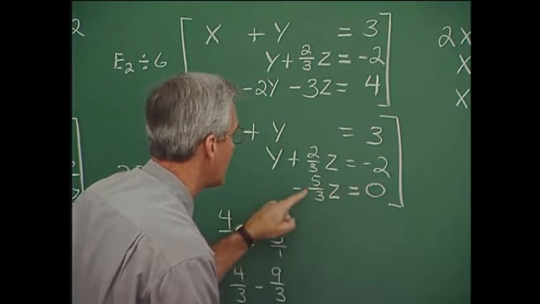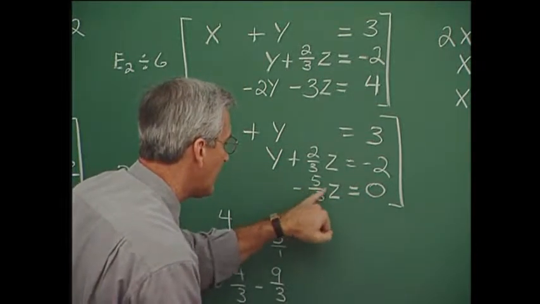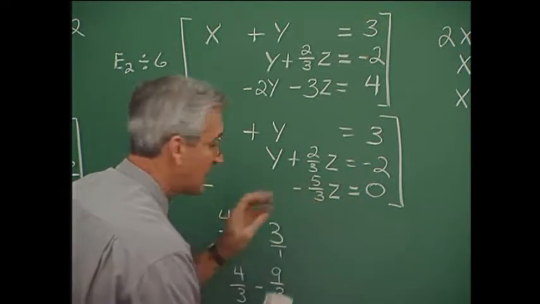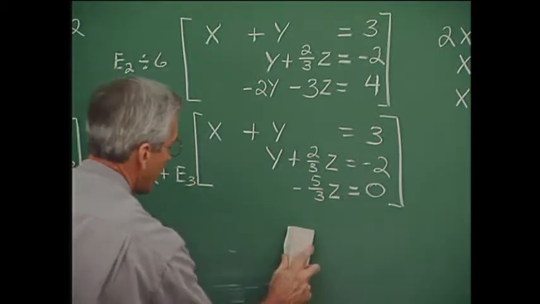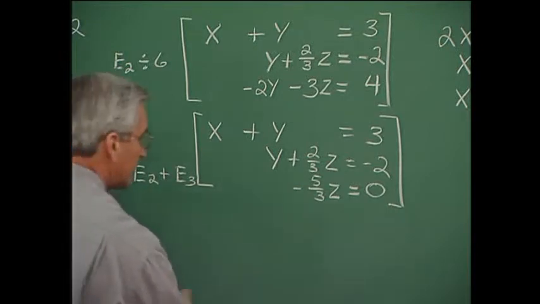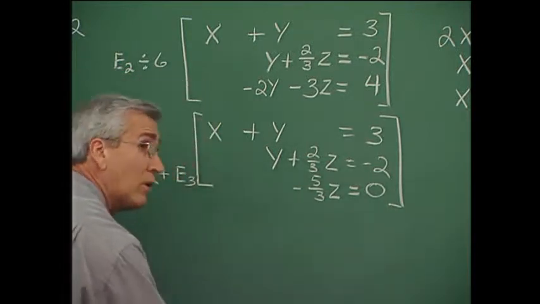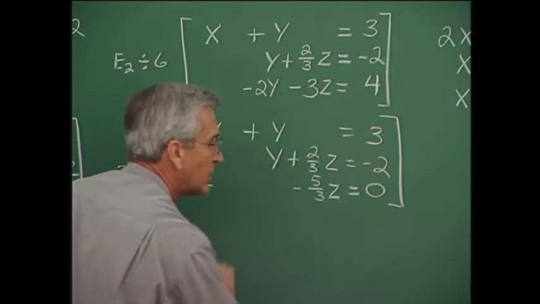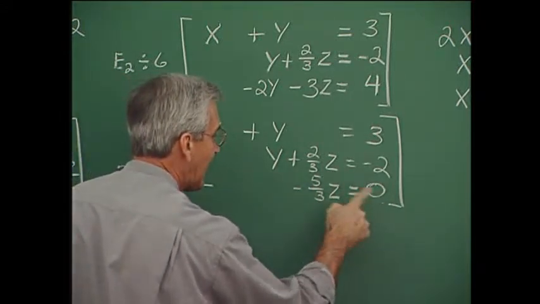Now, if this is a false statement, if you have 0 equals 5, for example, then all of the variables have disappeared from your system of equations, from your matrix here, and you have a false statement at the end. And in that circumstance, you have no solutions to the system of equations.